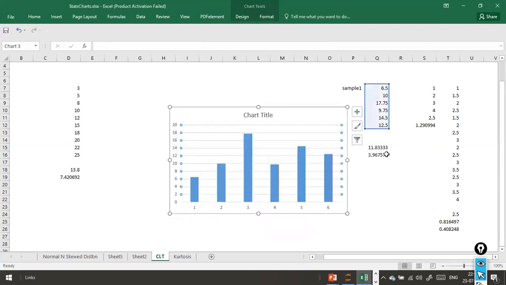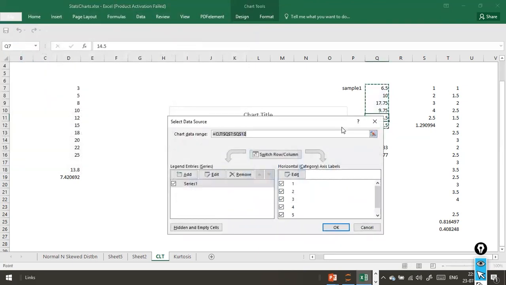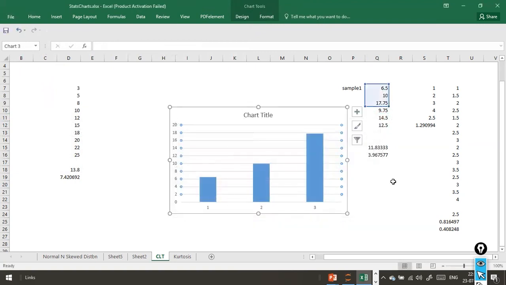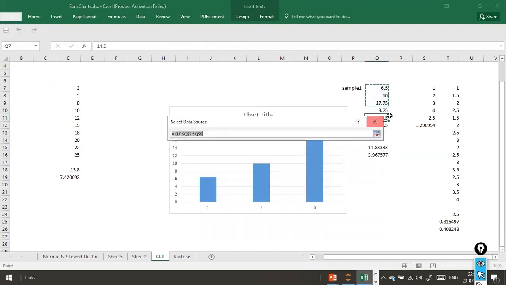Look here, as you draw more samples, it becomes approximately normally distributed. But in this case, when you select only three records, instead of this, if you select up to this one only, it is not normally distributed, right? As you draw more samples, it becomes approximately normally distributed.